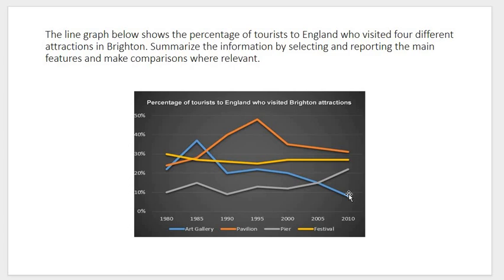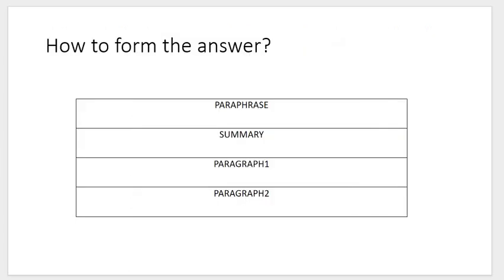So form a group where the overall number of attractions has increased, and form another group where the overall number of attractions has decreased. So let's see how to answer this. As we discussed, always form 4 paragraphs. First one is paraphrase, second one is summary, third one is group 1, and fourth one is group 2.